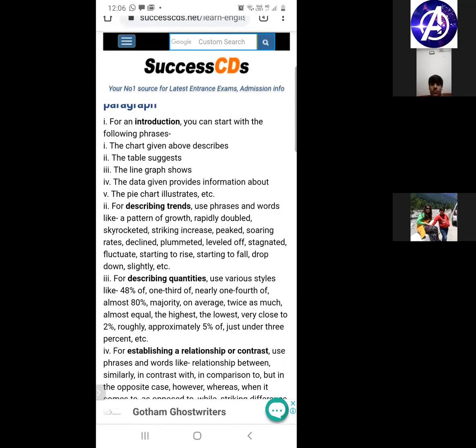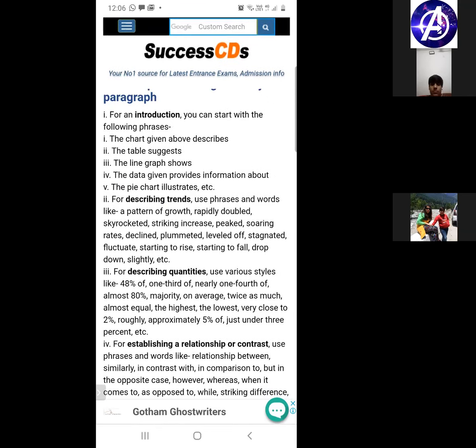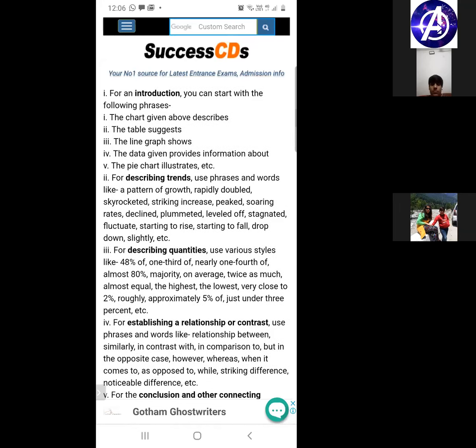For describing trends, use phrases and words like a pattern of growth, rapidly doubled, skyrocketed. Skyrocketed is a word we use where we find a high rise in something. Striking increase, peaked, soaring rates, declined, plummeted, level drop, stagnated, fluctuate, starting to rise, starting to fall, drop down slightly, etc. So these are for describing trends.